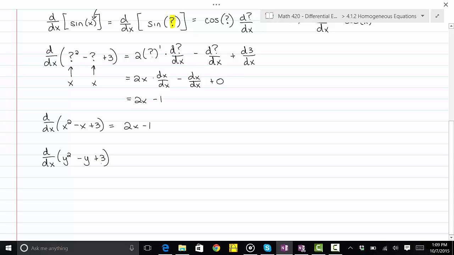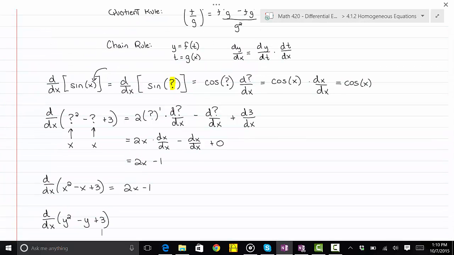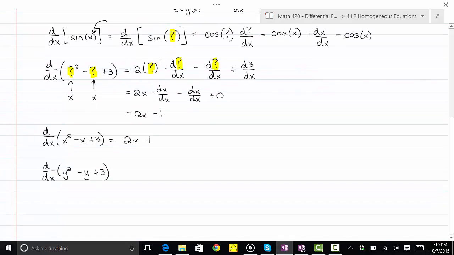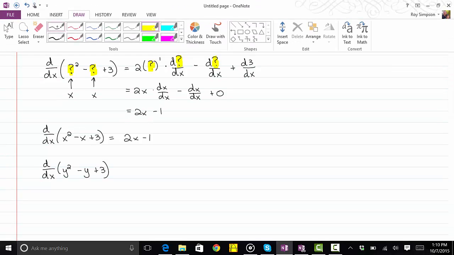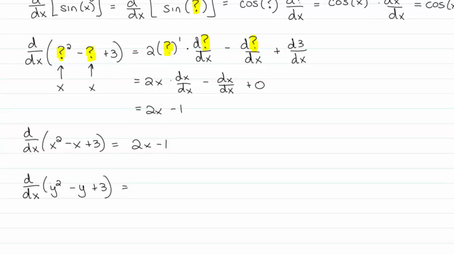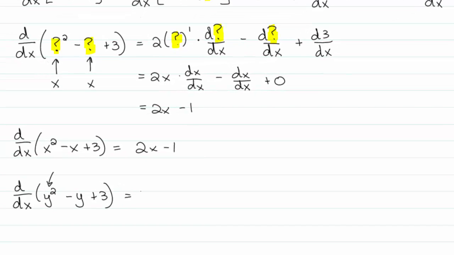This actually doesn't change if you remember my arguments when they were question marks. When these are question marks, we're going to treat this case as if it was just a bunch of question marks. So if you take the derivative of that, the derivative of something squared is 2 times that something to the first power times the derivative of that something with respect to x, minus the derivative of the next term, which is the derivative of something with respect to x, plus the derivative of the next term, which is the derivative of 3 with respect to x.